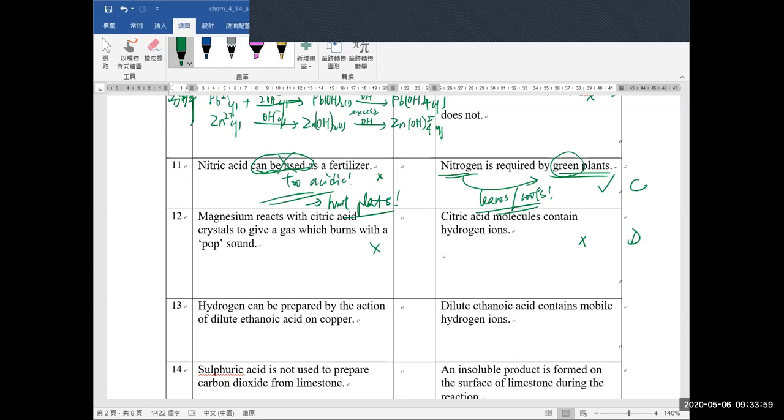Who else? Learn the same way. 12, first of all, magnesium reacts with citric acid crystal to form crystal. It's not correct, right? You need to add water to it, okay? Citric acid molecules contain hydrogen ions. It's not correct, okay? Because not yet ionized. Without water, it cannot be ionized. Let's move on to 12, 13.